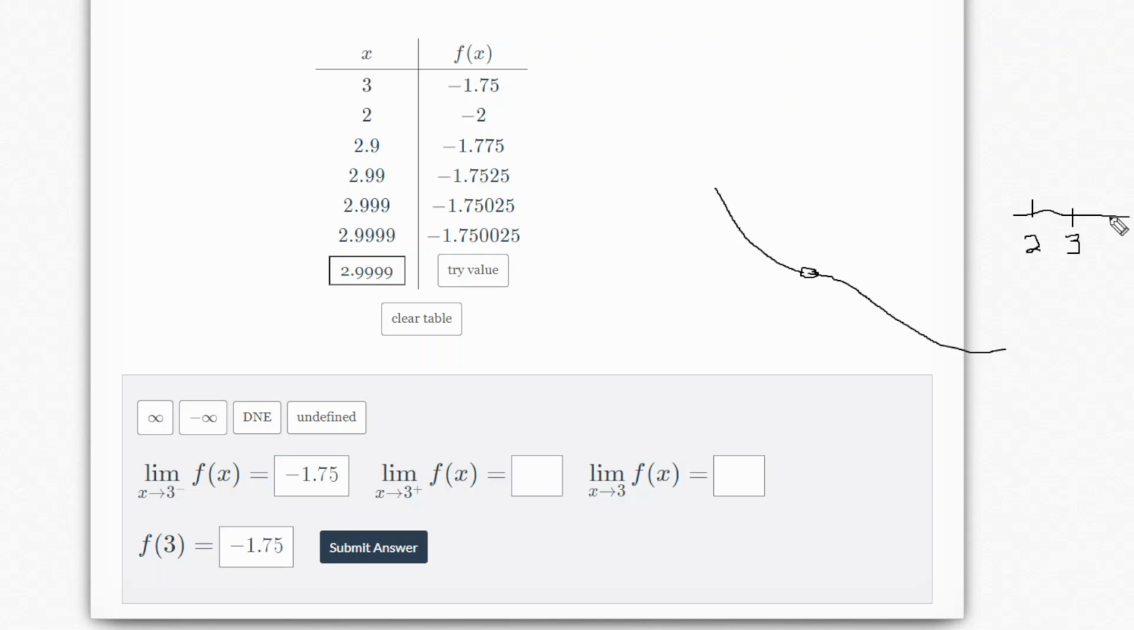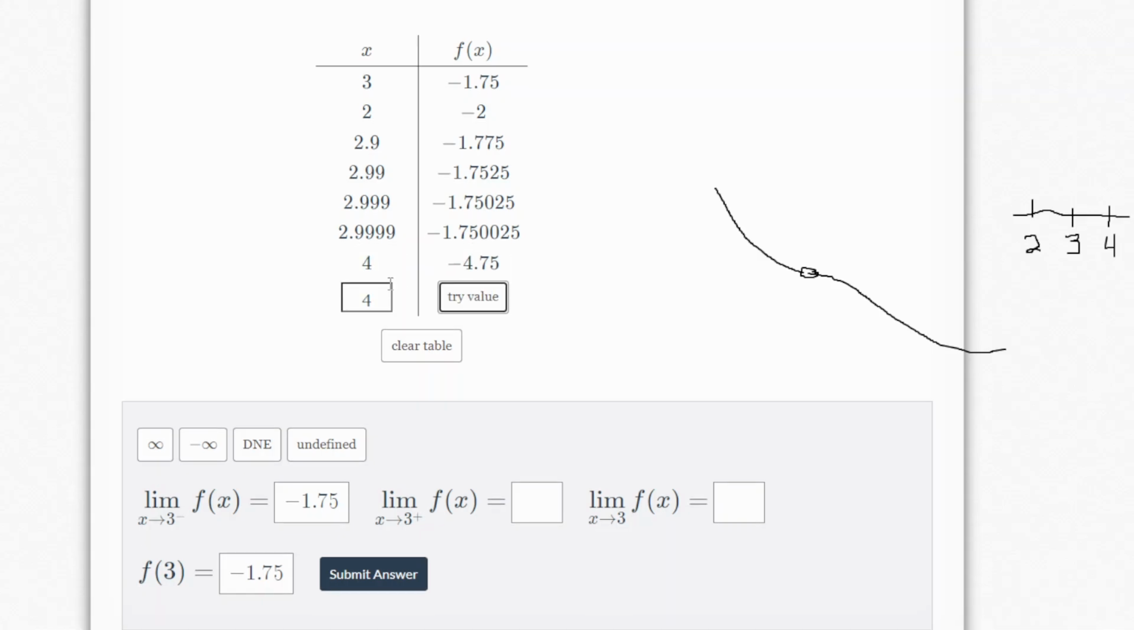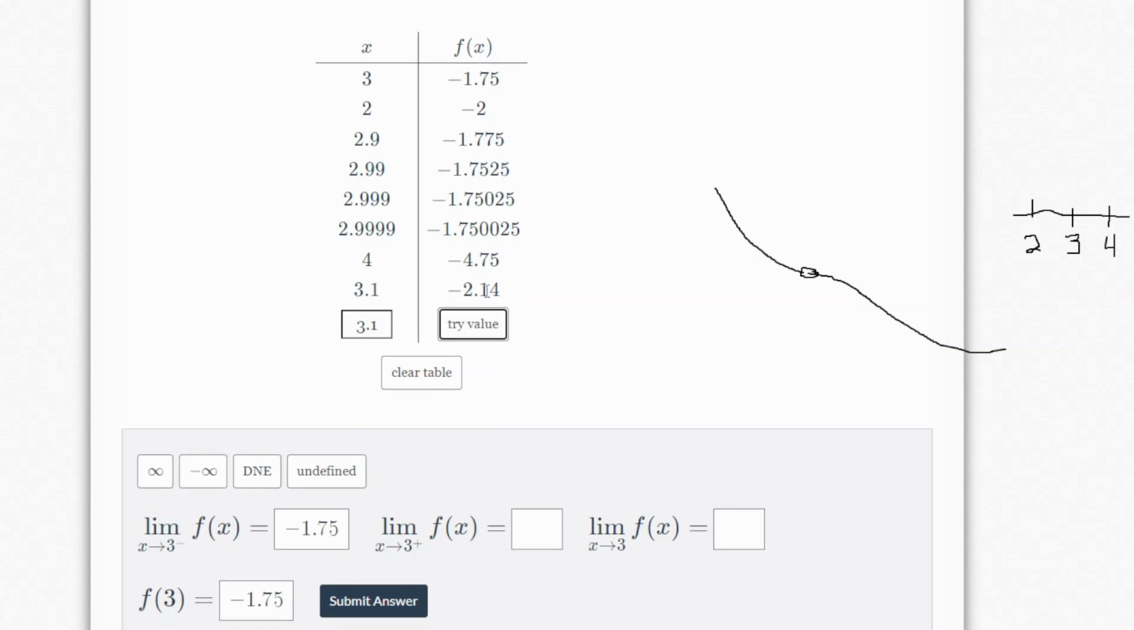Now I want to approach 3 from the right. Well, the right of 3 is 4. So first I would probably just try plugging in 4 to see what that y value is. It's negative 4.75. Well, then I want to get closer and closer to 3 from the right, so I want to think a little bit bigger than 3. Let's do 3.1. That would be just slightly after 3. Okay, I see it changed quite a bit.